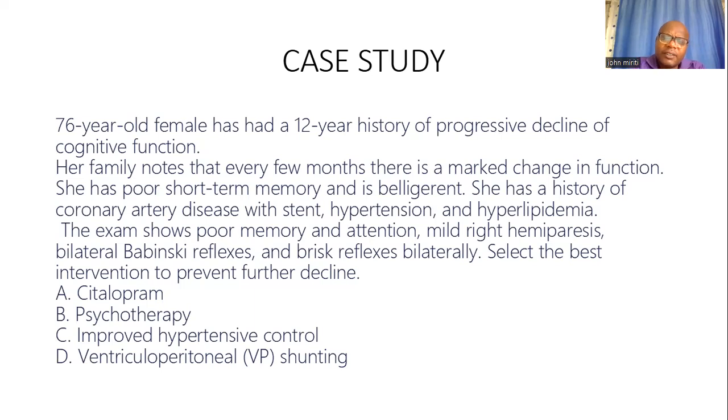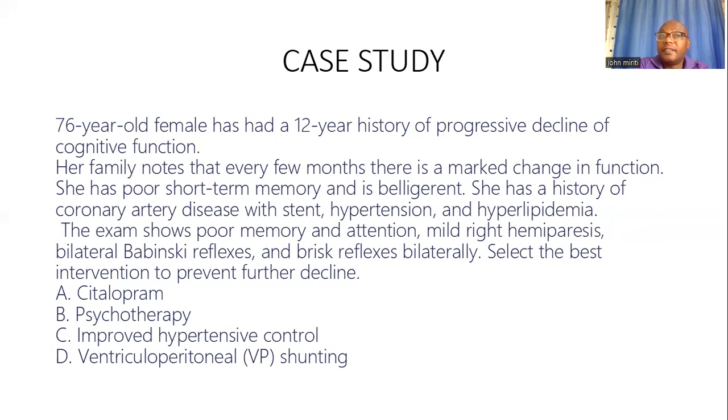Now, out of that, you have seen this condition called vascular dementia. Now let us look at a few case studies. We have a patient who is a 75-year-old female with a 12-year history of progressive decline of cognitive function. The family notes that every few months there is a marked change in function. She has poor short-term memory. She has a history of coronary artery disease with stent, hypertension, and hyperlipidemia. The exam shows poor memory and attention, mild right hemiparesis, bilateral brisk reflexes, and Babinski reflexes bilaterally. Select the best intervention to prevent further decline.